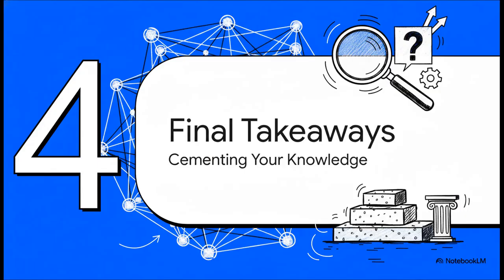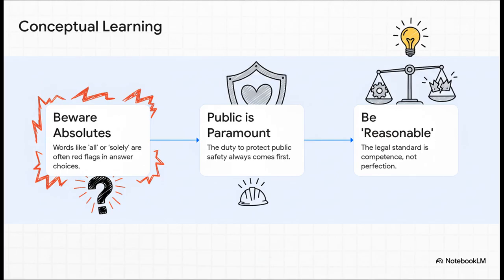Okay, let's zoom out for a second. What have we really learned here? It's more than just the answer to one question, right? By going through this process, we've actually uncovered some core principles you can use on pretty much any ethics or law question the NPPE throws at you. So if you remember nothing else, remember these 3 things. Number 1, be suspicious of absolute words. Words like all, never, or solely are huge red flags in these questions. Number 2, public safety is king. It's the ultimate trump card that wins against everything else. And number 3, the magic word is reasonable. The standard isn't perfection, it's what a reasonable peer would do. Got it? Keep those 3 ideas in your toolkit and you're going to be in great shape.